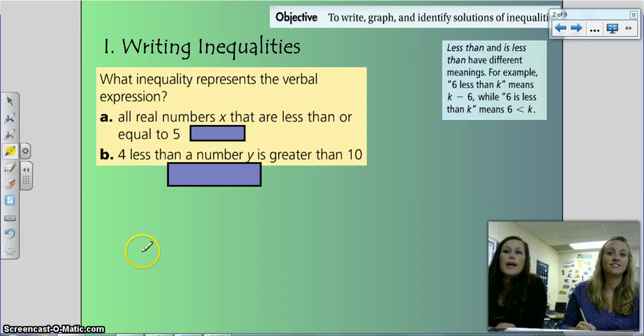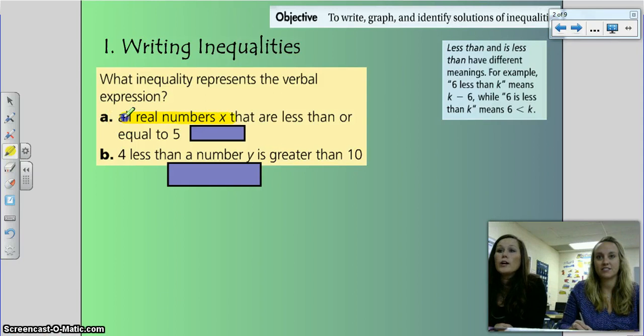Awesome. A, all real numbers x that are less than or equal to 5. So I know what that symbol looks like. Less than or equal to, it looks like an L with the little line underneath it saying equal to. And I want x to be less than or equal to 5. If it was less than, then that would probably go on the smaller side, and then 5 would be the bigger? Yep. Let's uncover and see if we got it.